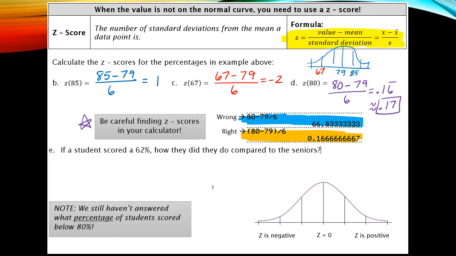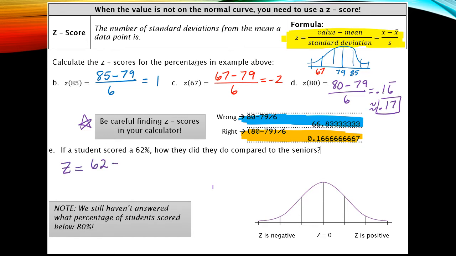All right, so now we're moving on to part E. If a student scored a 62%, how did they do compared to the other seniors? So the z-score tells you a lot of things. It tells you how many standard deviations you are away from the mean, but depending on how big that number is and whether it's positive or negative, it also tells you some information about how that person did compared to the group. So let's first figure out what the z-score is for 62%.